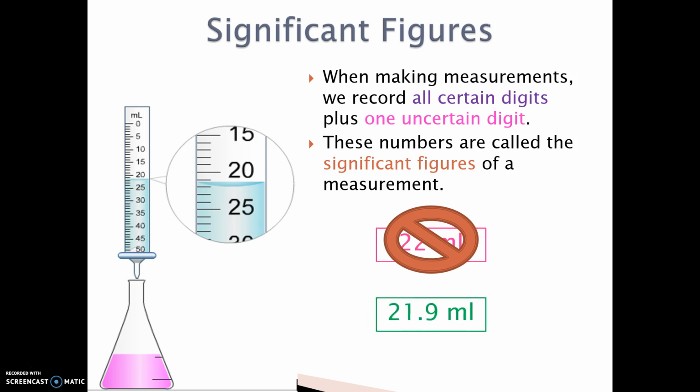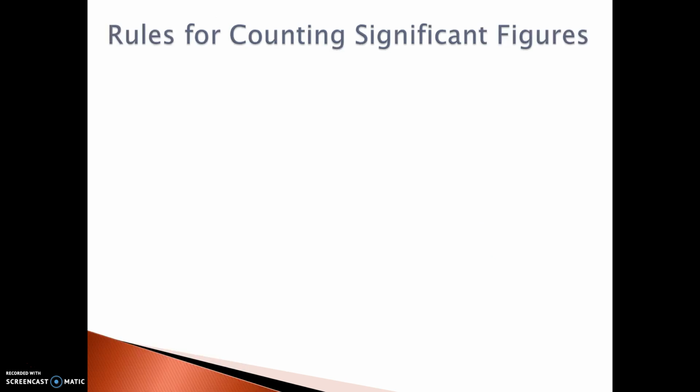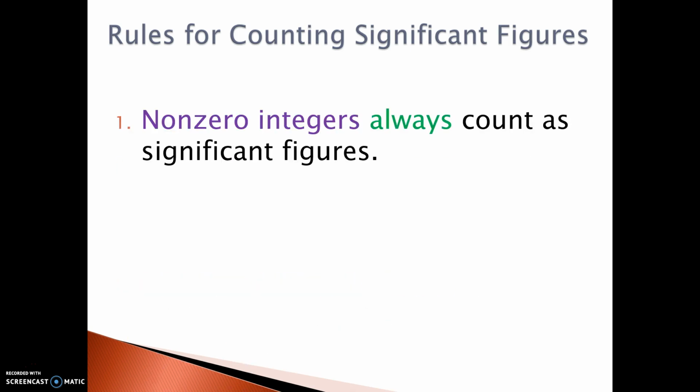A more accurate measurement would be 21.9 milliliters, with the 9 being estimated. You may remember learning some rules for counting significant figures from your first year course. We're going to review those now and apply them also in AP Chemistry. The first rule is pretty easy.